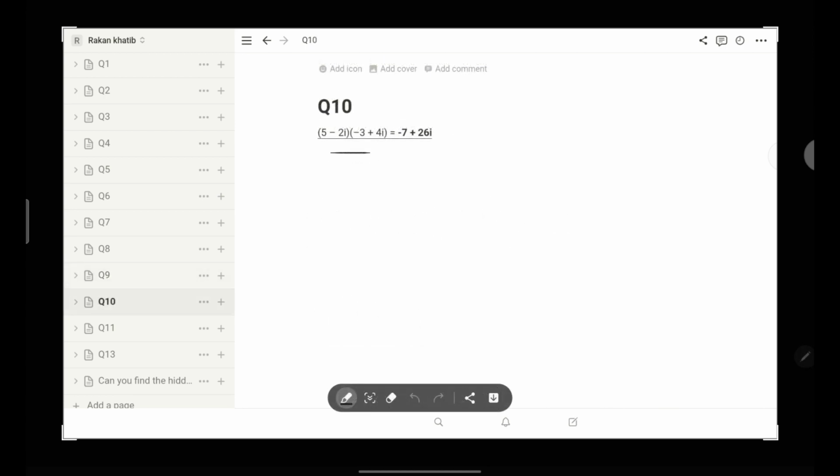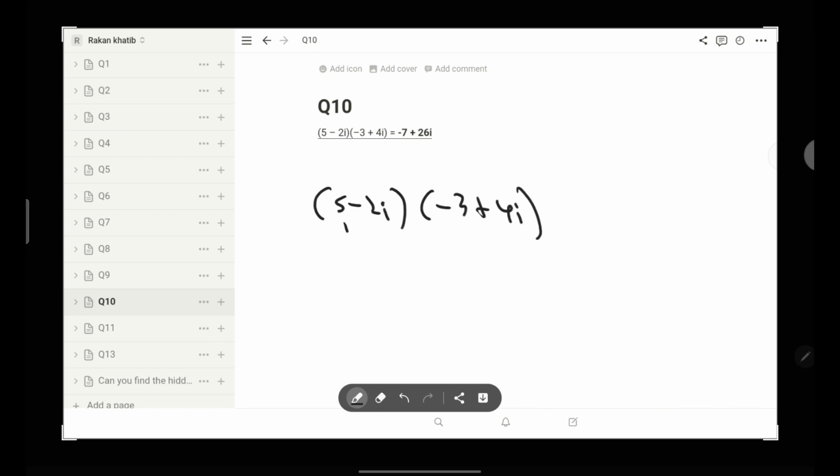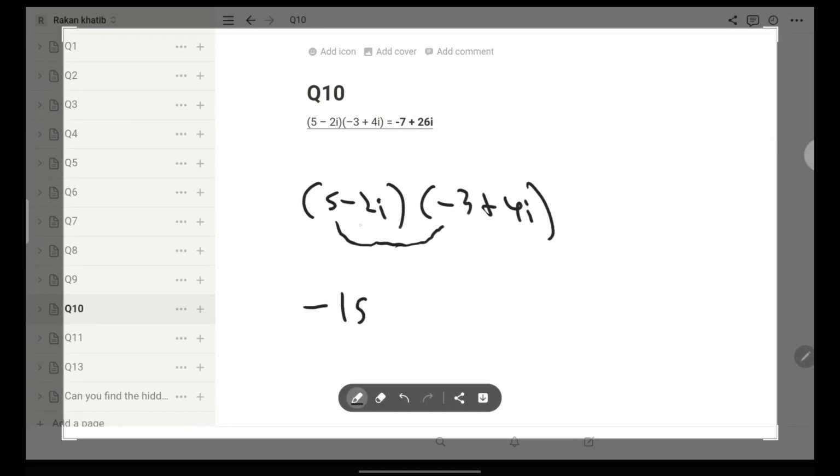For this one, we already did it before, but different numbers. So you just multiply normally. Let me just write out over here, minus 3 plus 4i. Okay, so you just multiply this number with this number normally, you get negative 15, and then 5 times 4i, you get plus 20i, and you do the same here. So negative 2i times negative 3, that's plus 6i, and then negative 2i times 4i, you get negative 8i squared.